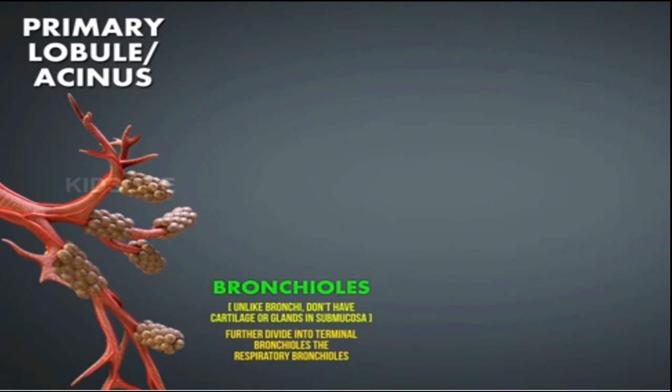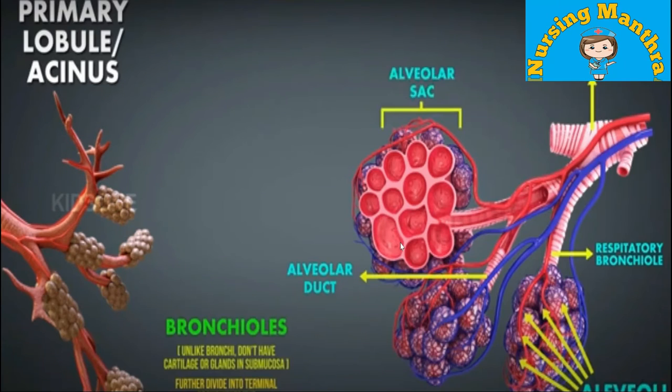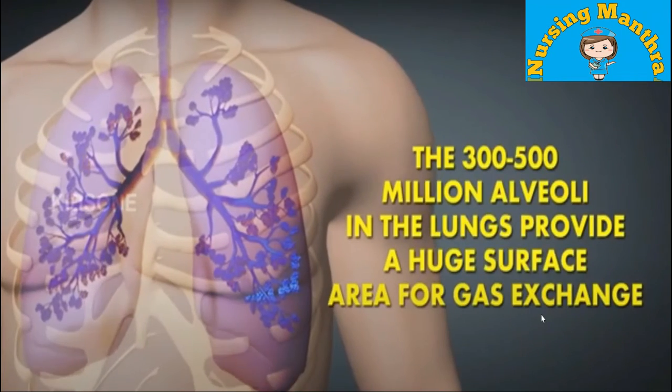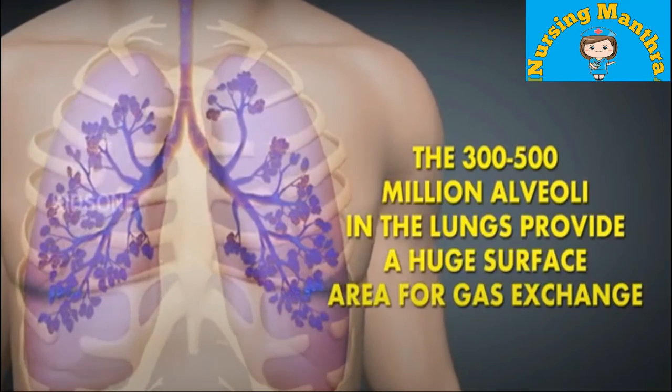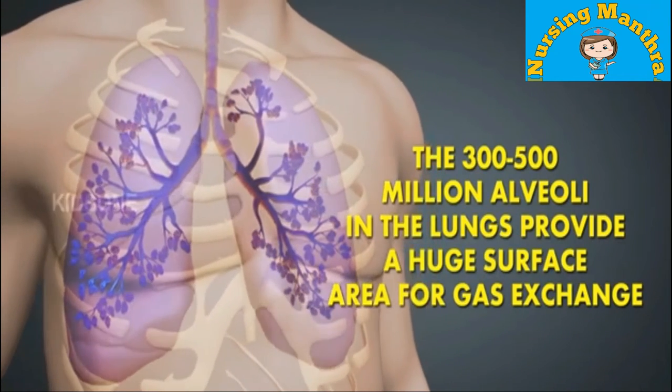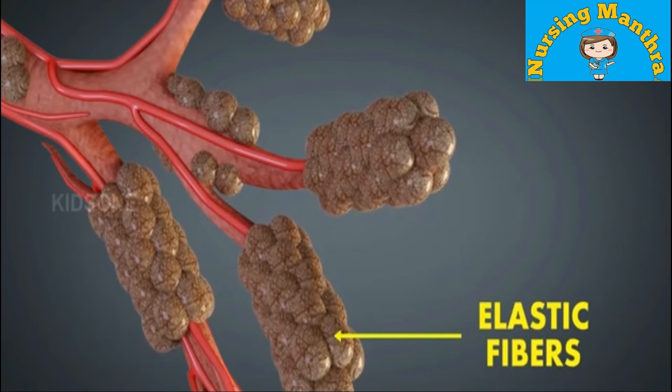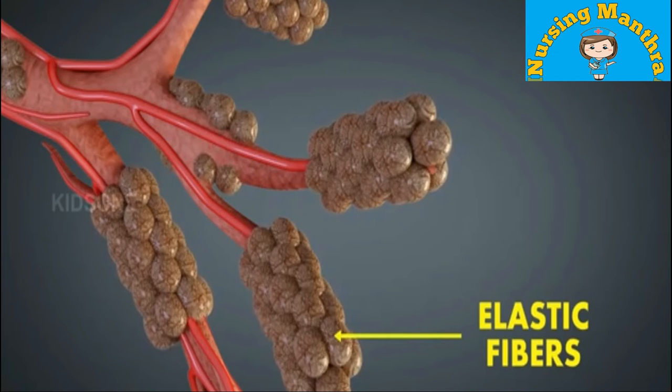So here we have a primary lobule acinus. In the alveolar sac, this is the alveolar duct and the respiratory bronchioles. So these air sacs, we are calling them alveoli. So gas exchange is taking place. 300 to 500 million alveoli in the lungs provide a huge surface area for gas exchange. So it contains elastic fibers.